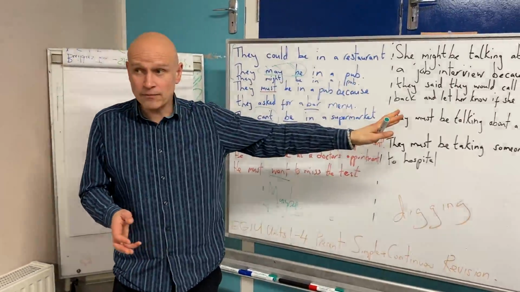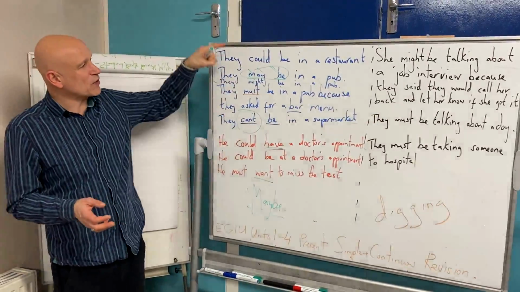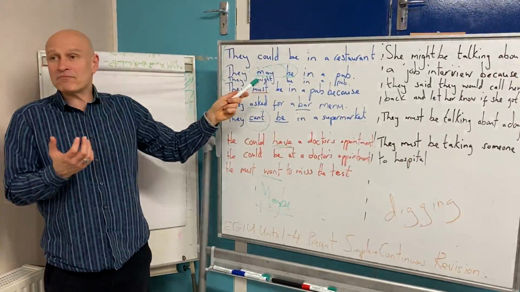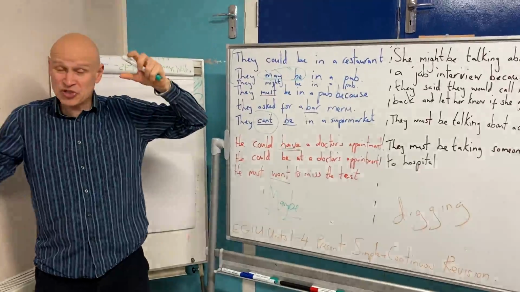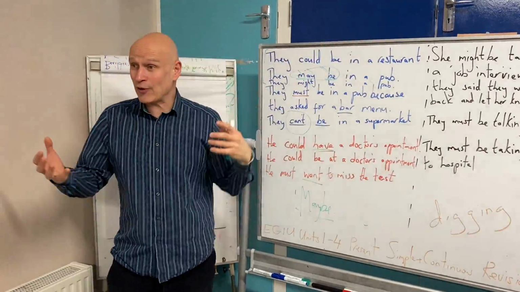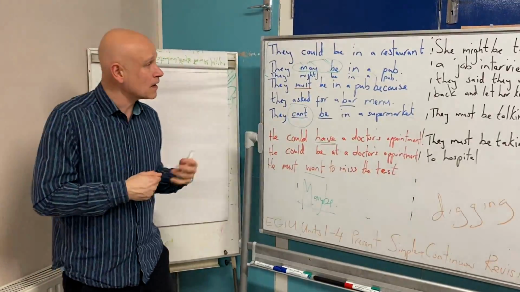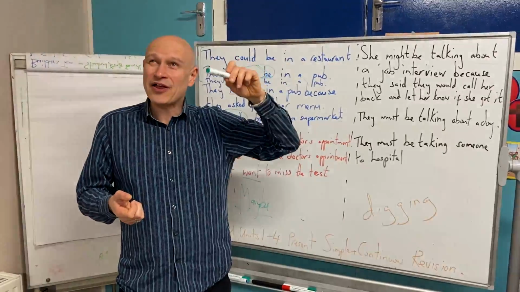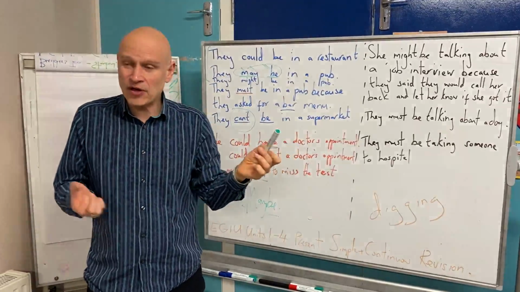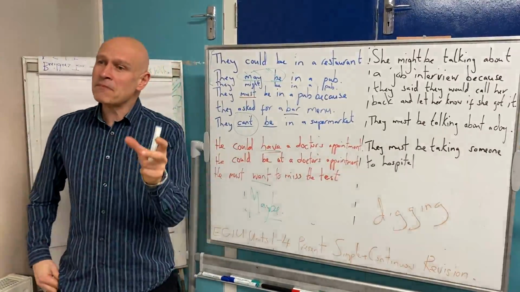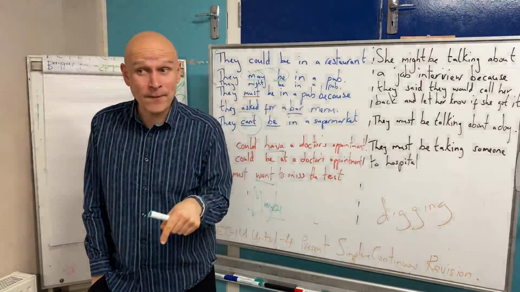Moving over here, we use this language to say they could be in a restaurant, or he might be a happy person. We're using adjectives and nouns to express where they might be or how they might be feeling. But we can also use what they call the continuous infinitive. It's a bit like present continuous for talking about what somebody might be doing at the moment.